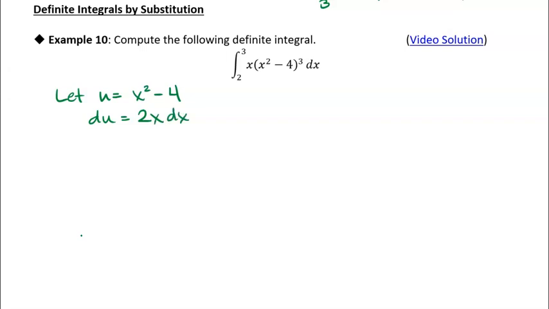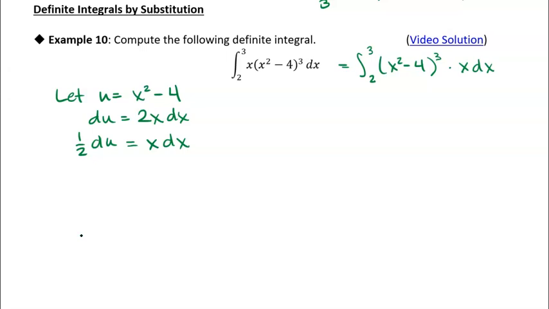Now I can rewrite this as the integral from 2 to 3 of (x squared minus 4) cubed times x dx. I put the x with the dx. So that means over here I have to divide everything by 2. I'll get 1/2 du is equal to x dx, and then I can replace the x dx with 1/2 du.